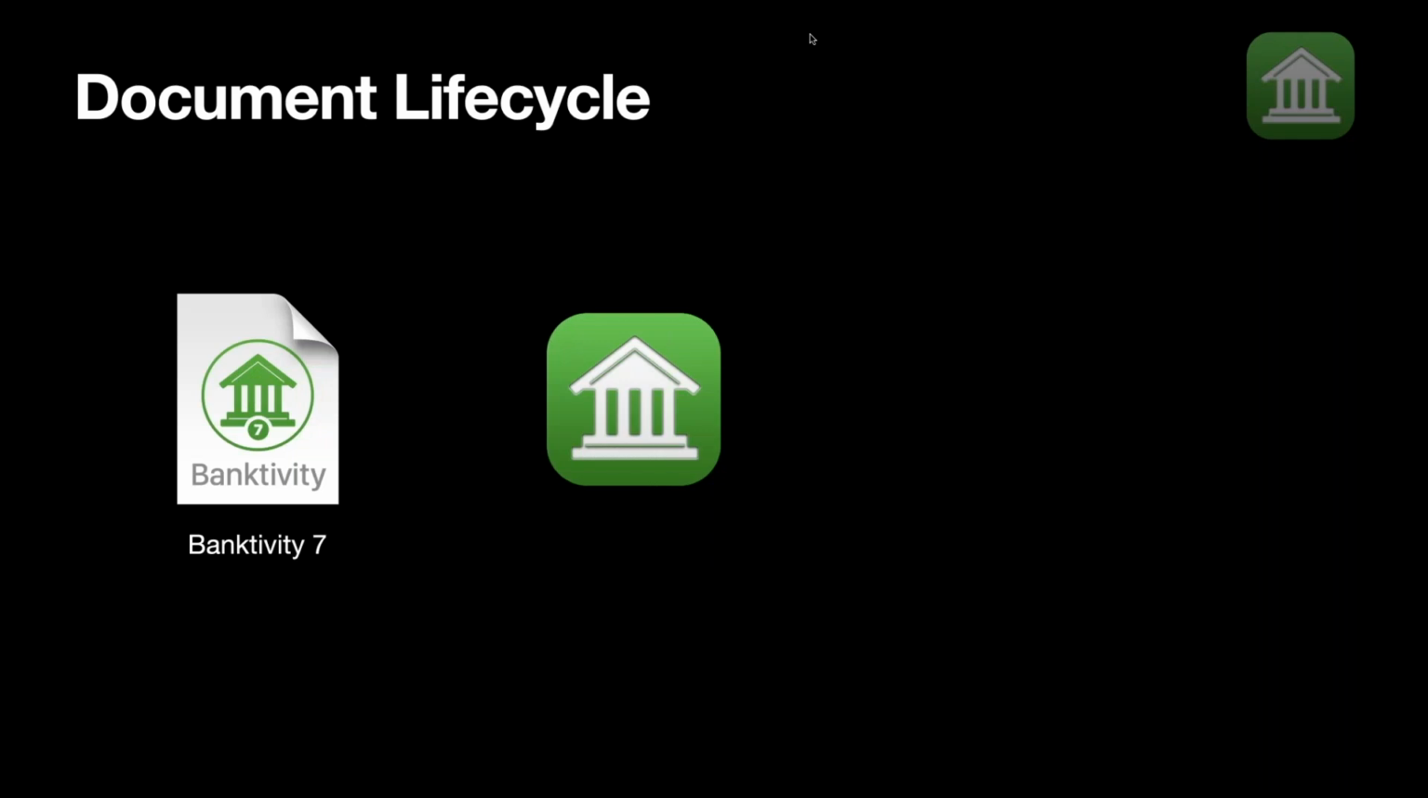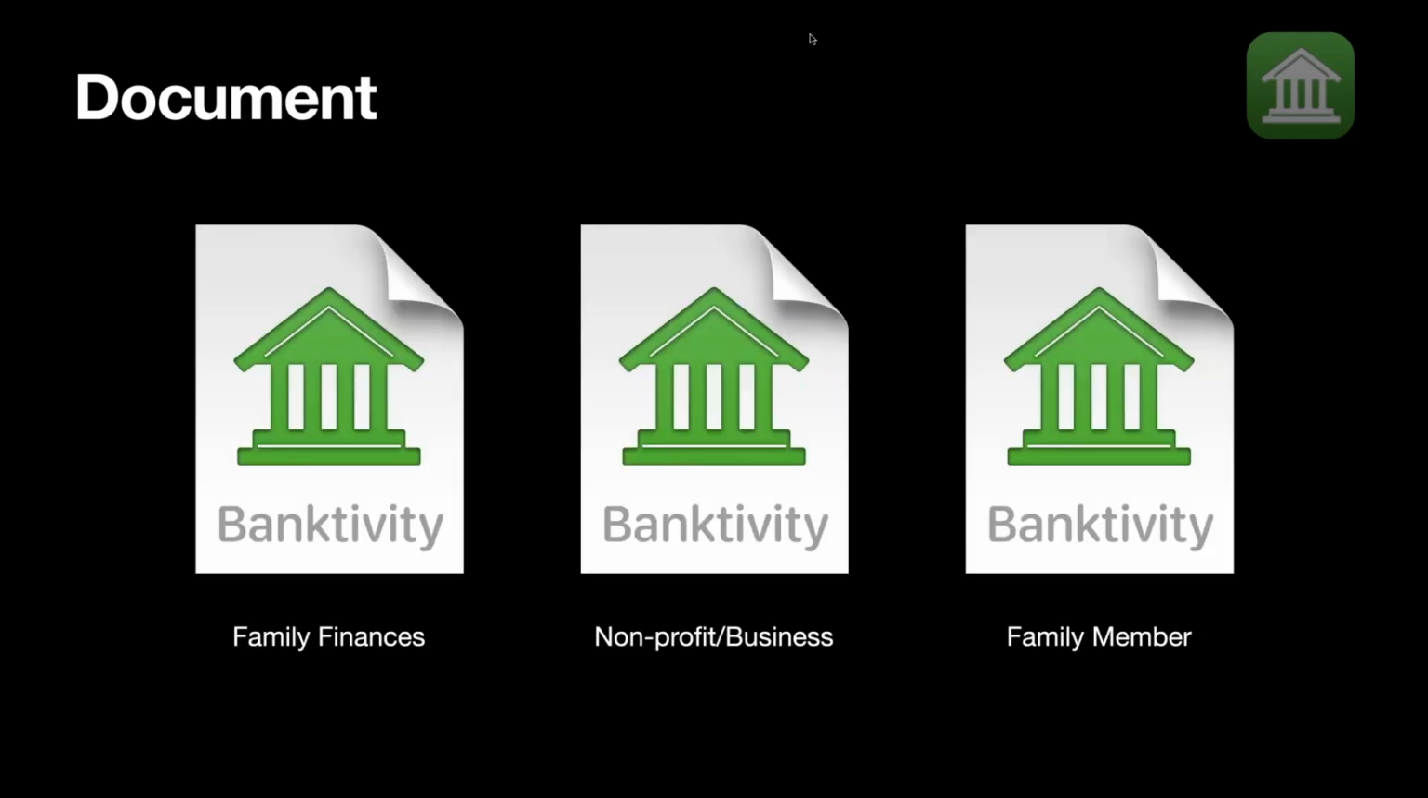Before I jump onto this slide, I just want to say one last thing. Again, I mentioned that each Banktivity document is signed in with one Banktivity ID. So in this case, let's say you are tracking three different sets of finances: family, your business, and maybe another family member. You could do all that with just a single Banktivity ID. I just want to point that out. You could also do it with different Banktivity IDs if you wanted, as well. But the app is very robust and flexible in that sense.